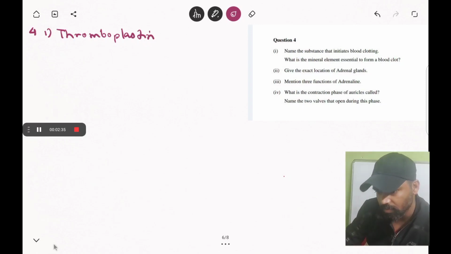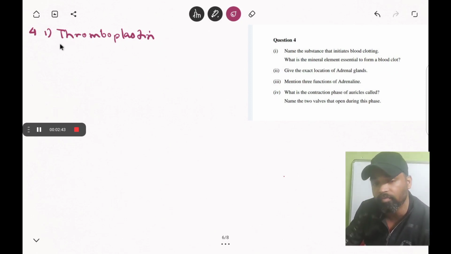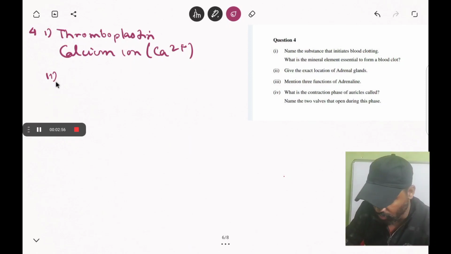Thromboplastin. Yes or no? Done. Number, same question you have. What is the mineral element essential to form a blood clot? Mineral element, calcium ion. That's calcium ion is necessary, Ca2 plus. Yes or no?